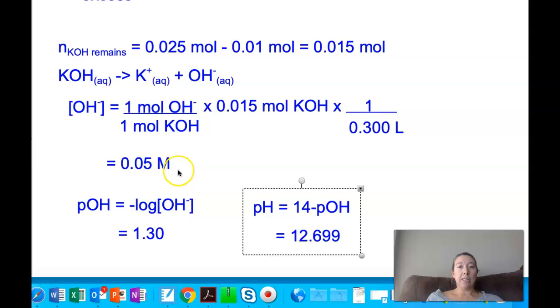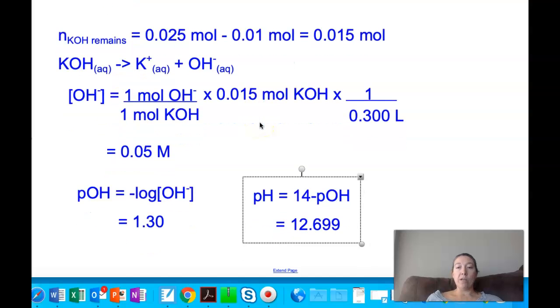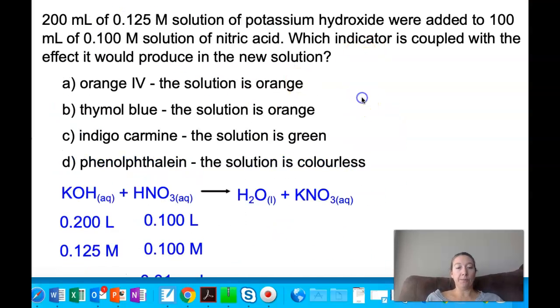From that, I can calculate what my pOH is because it's negative log of the concentration of hydroxide. So I come up with a pOH of 1.30. From that, I can calculate the pH by doing 14 minus. So I come up with 12.699 when I use all the numbers that were in my calculator for that one. So now that we know that the pH is 12.699, we can actually go about answering this question.